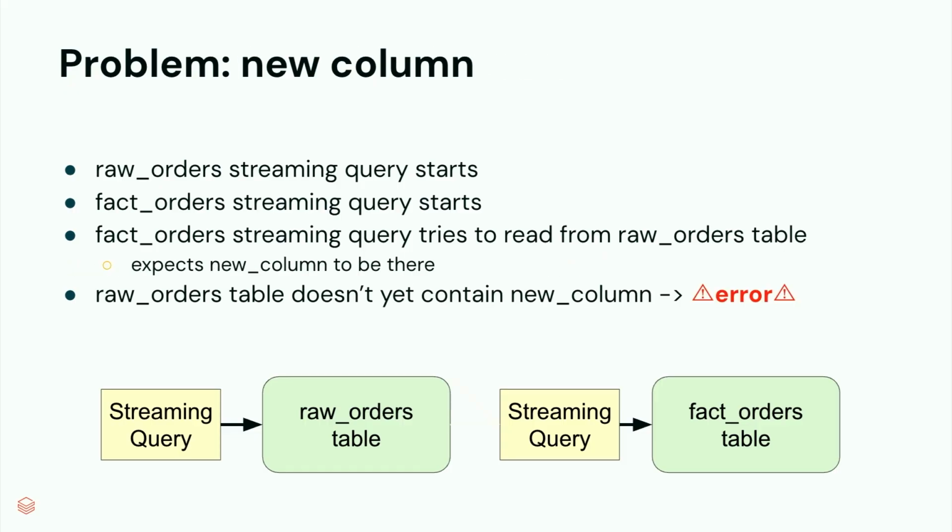This isn't only a problem on the first run. It can happen anytime we evolve our schema. If we update our pipeline code to add a new column to the raw orders table, and we update a downstream query to use that column, we can encounter the same race condition. So what do we do about this?